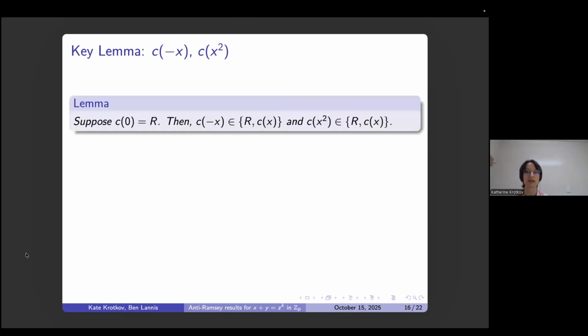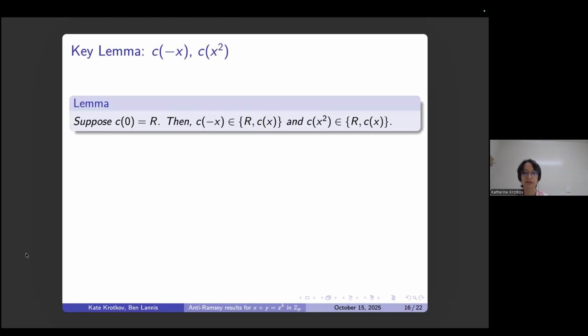Okay, and this lemma is about the color of minus x and the color of x squared. We use this result so much that we kind of take it for granted, but I figured it would be good to specifically mention it so it's not confusing later on. So again, we're assuming the color of 0 is red, and that means that if the color of x is already defined, the color of minus x is either red or the color of x, and similarly, the color of x squared is also either red or the color of x.